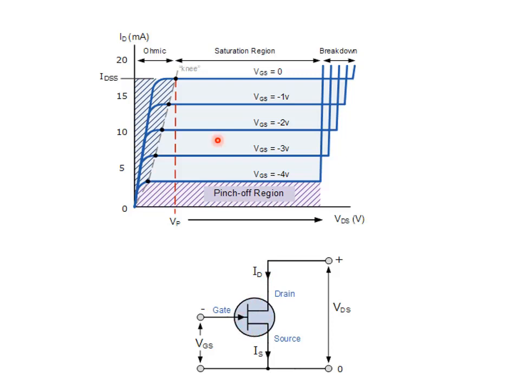Okay, now there are a few things that are important in this graph. First, there is a point here in every curve. We call it the pinch-off voltage, or VP in short. This VP is the separation between the ohmic region and the active region. Remember, the pinch-off voltage separates the ohmic region from the active region.